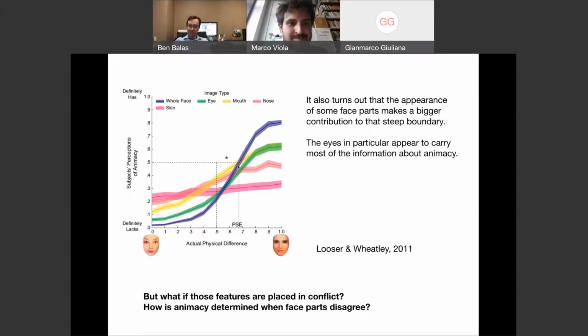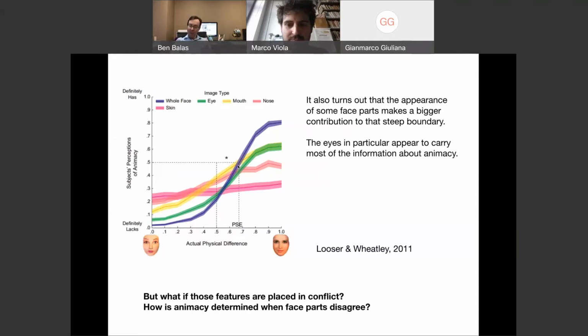So the idea from Lusser and Wheatley is that there is a category boundary between real and unreal, and really it's the appearance of the eyes that is mostly responsible for that steep drop, or I should say steep increase in real responses as you approach the real appearance of an actual human being.